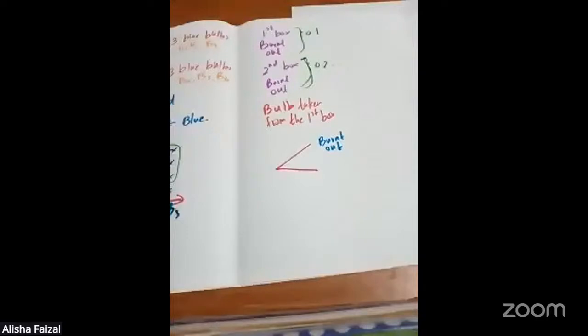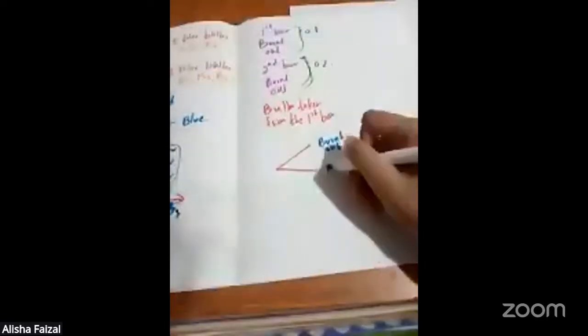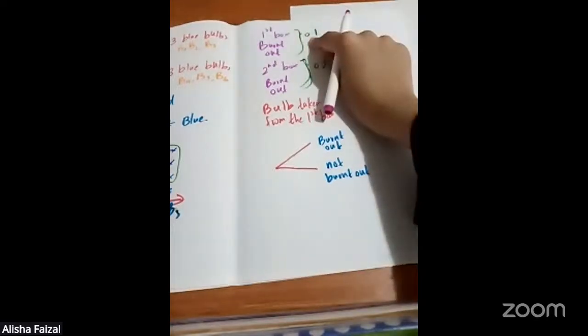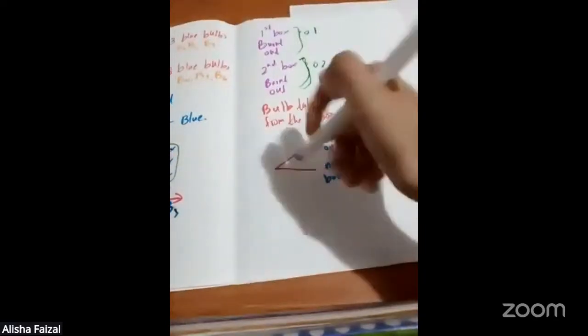So first is burnt out. What's the opposite of burnt out? It is not burnt out. You write it like that. Not burnt out. I think it's given in the paper, right? So what is the probability of being burnt out? In the question they've given it, from the first box, it's 0.1.